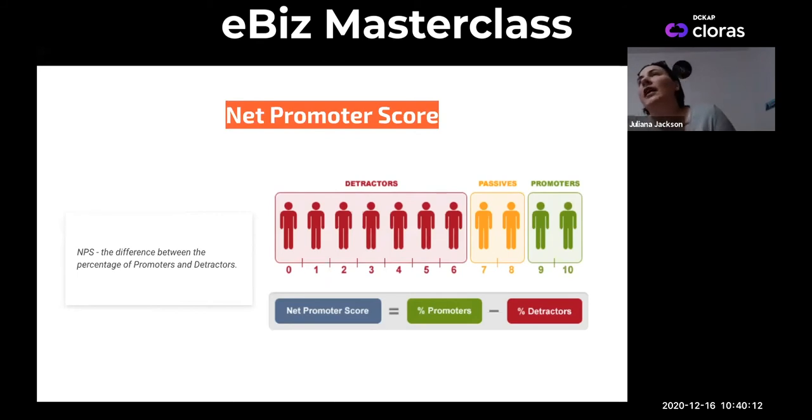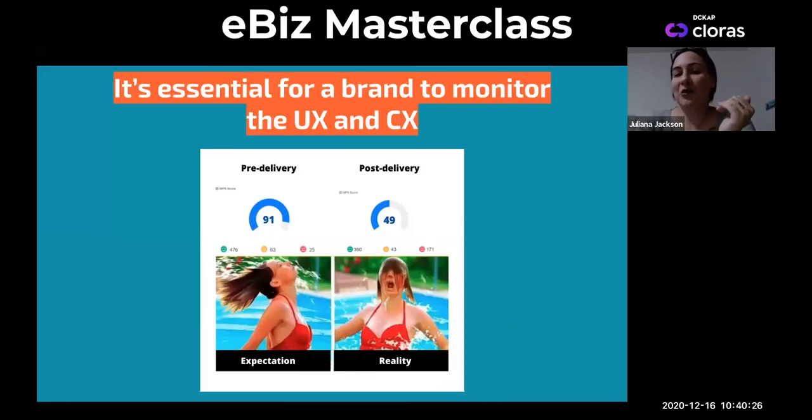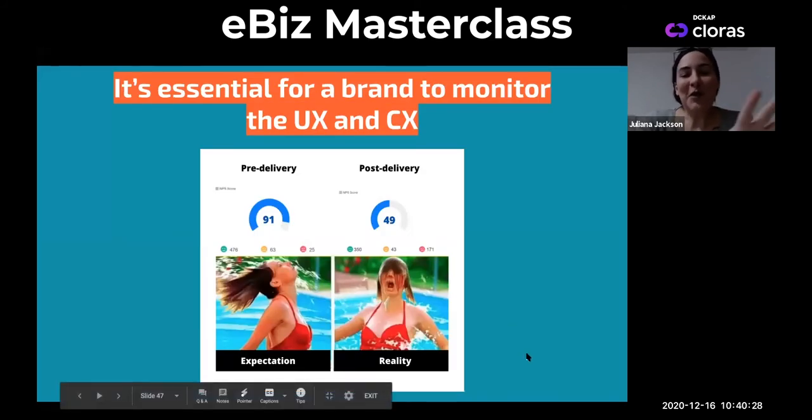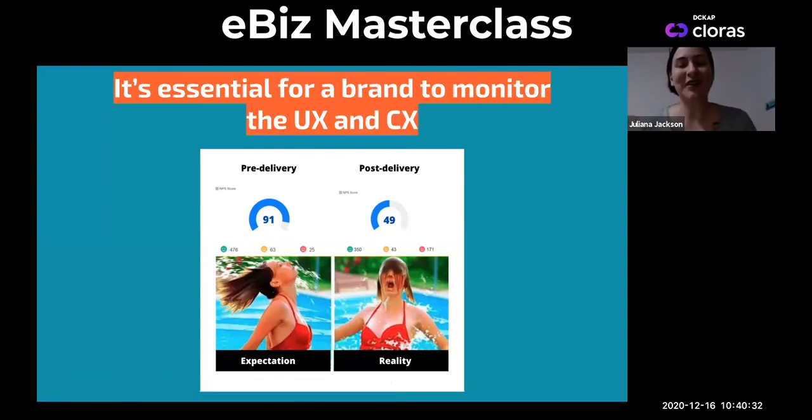And a lot of people say, Net Promoter Score sucks, I don't get it, whatever. Well, the reason they think it's not good is because they don't measure it right. It's not enough to measure something, you have to know how to measure it right. So I have this cool meme here that I always like. And you have to understand that there's a very big gap between pre-delivery and post-delivery.